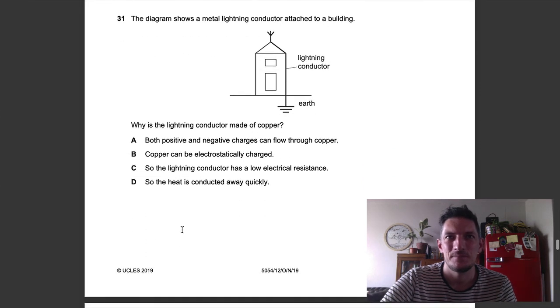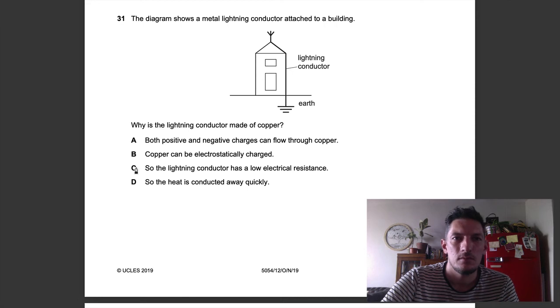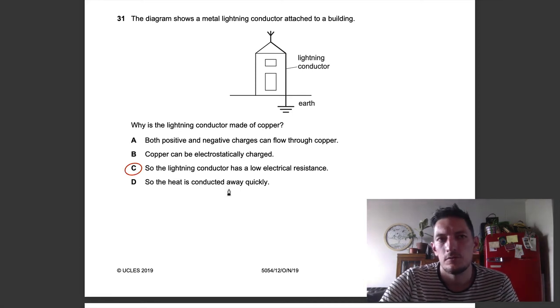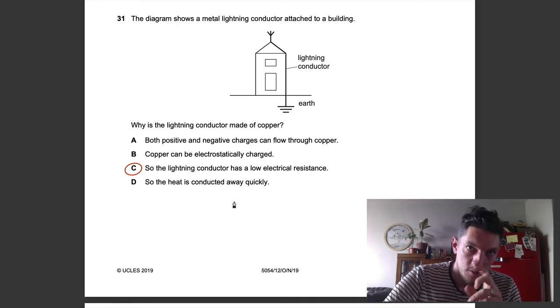Here we've got a little house with a metal lightning conductor. Why is a lightning conductor made of copper? It's got low resistance. I mean, yeah, we're going to spend too long on that question. That's the right answer, okay? It's got low resistance.